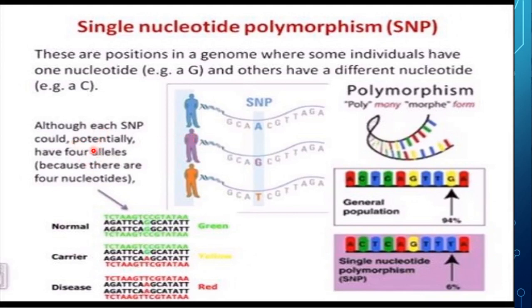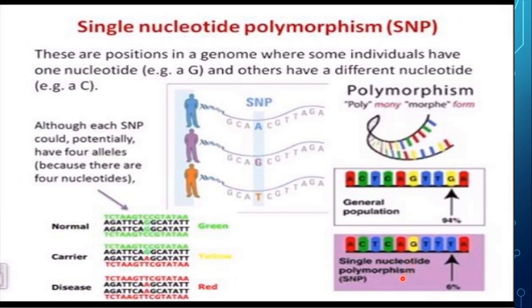Although each SNP could potentially have 4 alleles because there are 4 nucleotides. This is about diseased conditions. Then polymorphism: poly means many, morpho means forms. So many forms in a general population. This particular base pair is different. This particular base pair is different. Otherwise, everything remains the same. Similarly here also you can see this base pair. See T, G. In the general population, 94% of the population have the base pair G, and 6% have T.